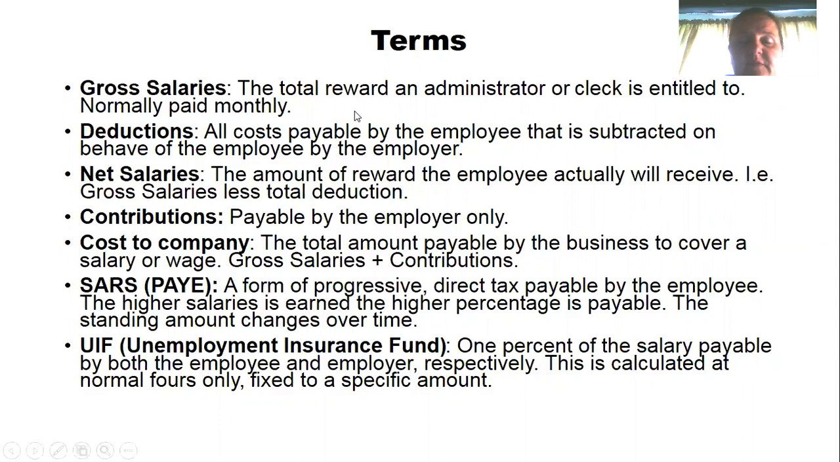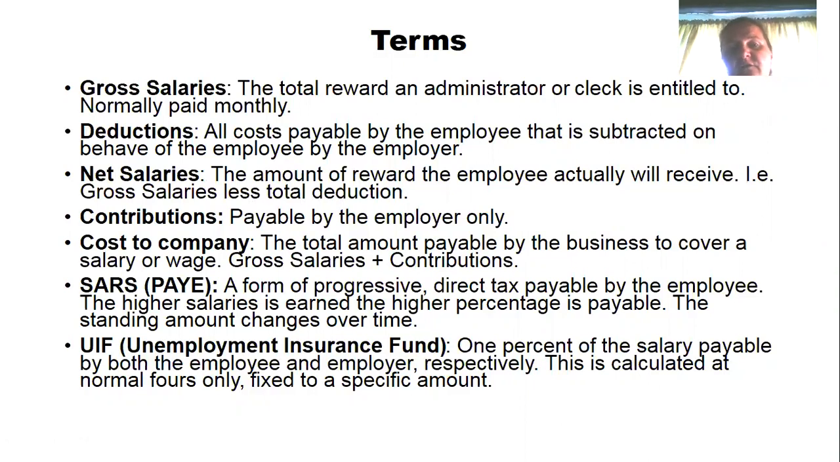Gross salary is the total reward that an administrator or clerk will get when they do clerical work for a period of a month, normally. Deductions are all costs payable by the employee that is subtracted on behalf of the employee by the employer. Net salary is the amount of reward that would physically be paid to the employee after deductions were made. So that's the salary that your parents get paid into their bank accounts.